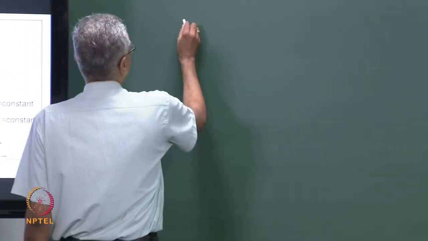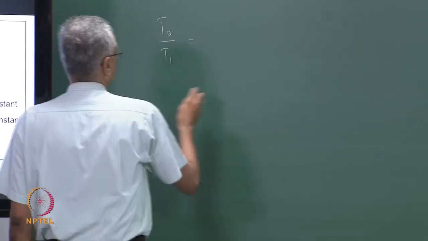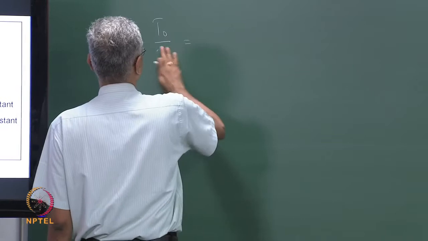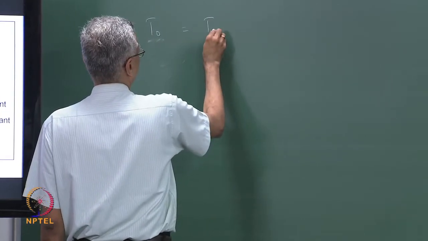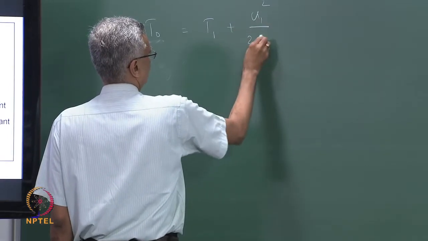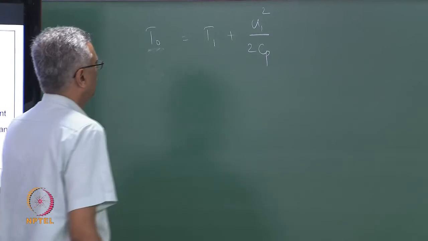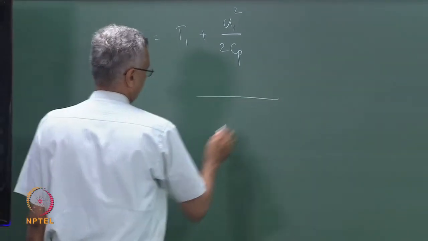In the last class we derived the following relationship between the stagnation temperature and static temperature for a flow. So let us see what it looks like. We showed that T0 equal to T1 plus U1 square over 2Cp. So we are looking at a one-dimensional flow situation.